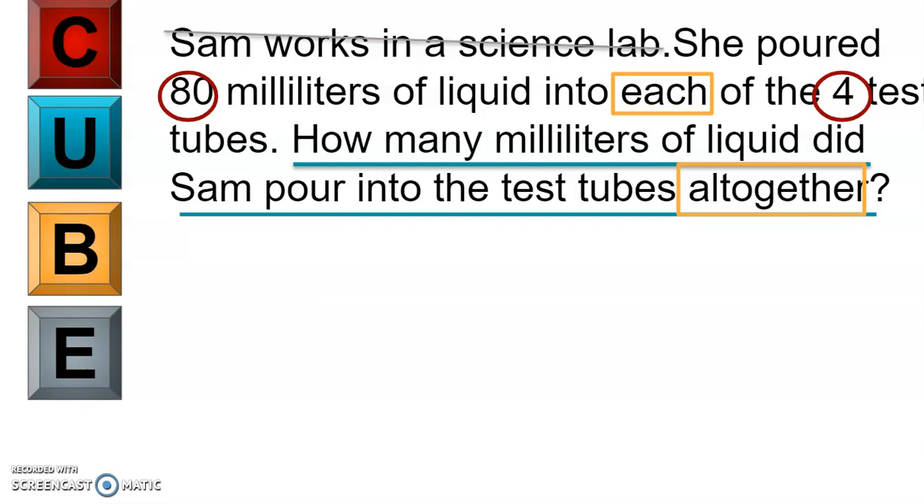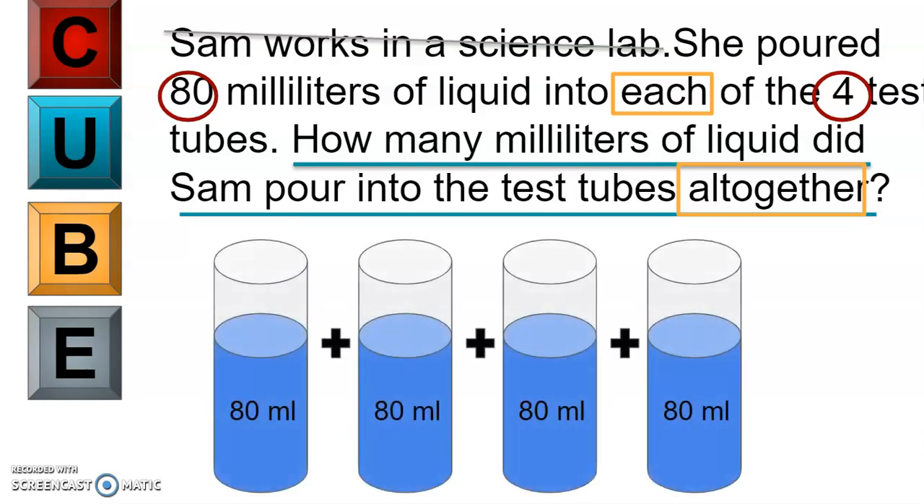The next step is to evaluate. I'm going to think about what I'm going to do here to solve the problem. She's pouring 80 milliliters of liquid in each of the 4 test tubes. And the question is actually asking me to group all this together. How many milliliters of liquid did Sam pour into the test tubes altogether? So see, these keywords are helping me here to understand the question, right? To evaluate, I'm going to go ahead and draw 4 test tubes with 80 milliliters of liquid in each of the test tubes. So this is my evaluation step.